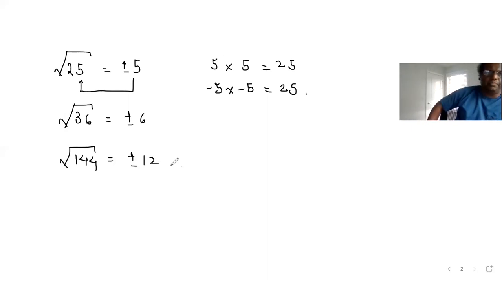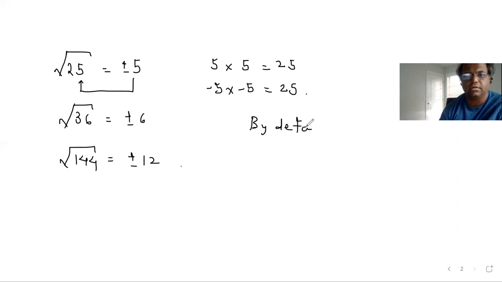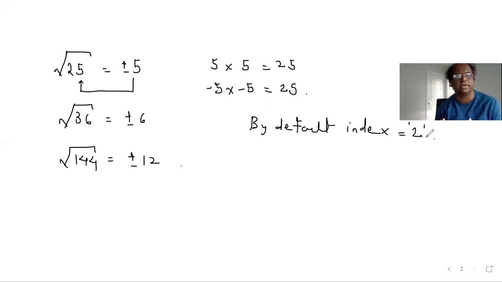Okay, so what we learned here: when there is no index, by default the index is 2. Okay, so that we don't have to tell people. So when I say the square root of something, you know this one.